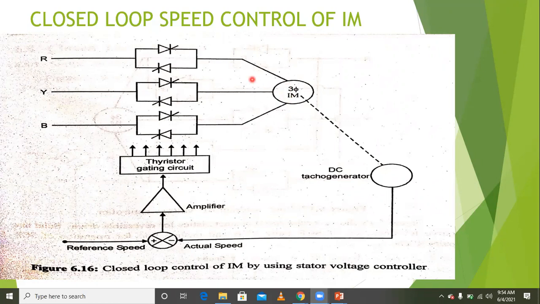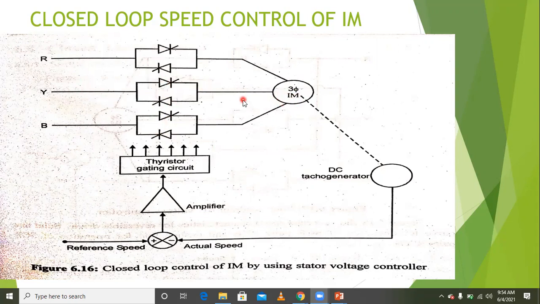It is a stator voltage control. Remember, not rotor, this is only stator voltage control. The system consists of a power circuit. By using this, we have to control the power, that is, the voltage or current flowing through the induction machine. This is called the power circuit.